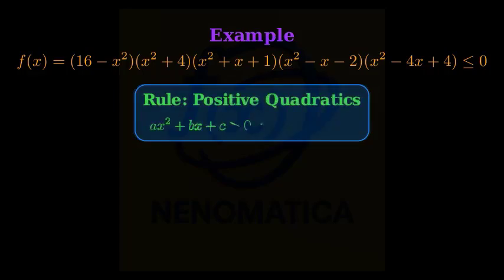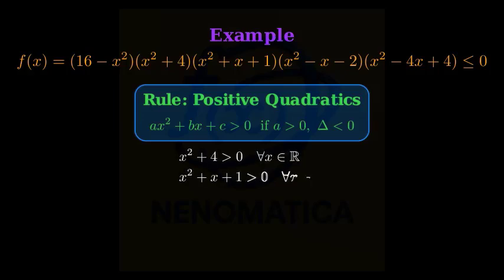Step 1. Identify factors that are always positive. A quadratic ax squared plus bx plus c with a positive and a negative discriminant is strictly positive for all real x. Here, x squared plus 4 is greater than 0 for all real x, and x squared plus x plus 1 is also greater than 0 for all real x because their discriminants are negative and their leading coefficients are positive. These do not affect the sign, except they never make the expression negative. They only scale it by a positive number.